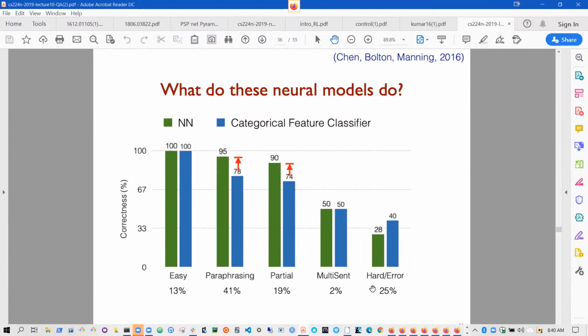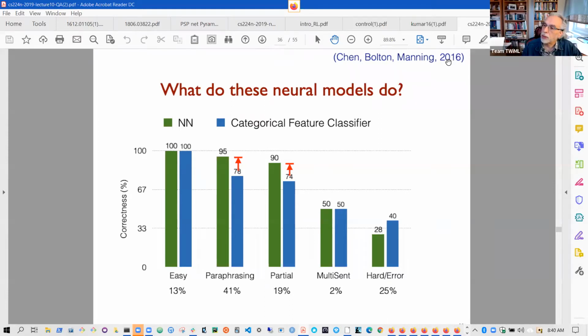Yeah, I'm trying to Google that. I would guess it's in this Chen, Bolton, Manning paper. Okay. Yeah, so that's another thing: if you really want to get into the details of this, you have to look up some of these papers that they reference.